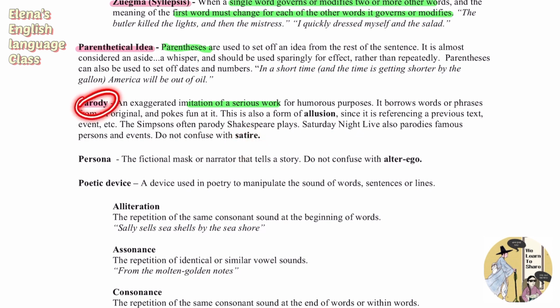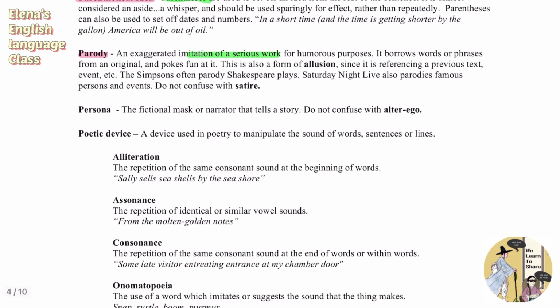Because parody, again, if you look at this definition, you can get a sense of how it's very humorous, and it's for fun, right? And you're imitating something serious to make fun of it, or basically for humorous purposes. But it's not necessarily bitter or really critical like a satire, so you should not confuse this with satire. And next is persona. And persona is the fictional mask or narrator that tells a story. And you should not confuse this with alter ego.